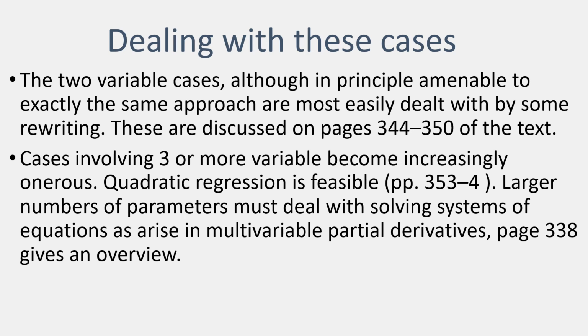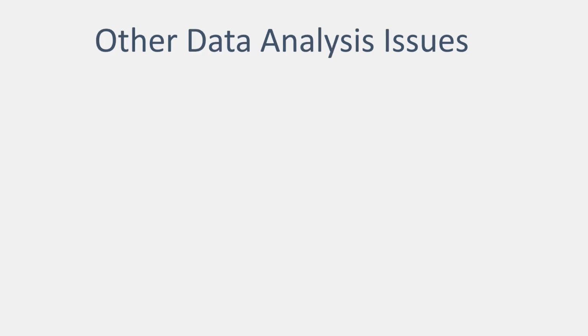The cases where we have three or more variables become quite onerous to work with. So the quadratic case, what is called quadratic regression, is just about feasible. Again, that's something that's described in the textbook. As we move to larger numbers of parameters, we end up with quite involved problems involving partial derivatives with many variables. What about other data analysis matters?